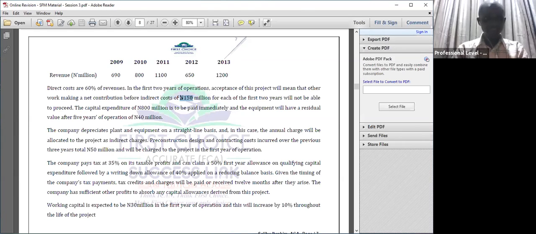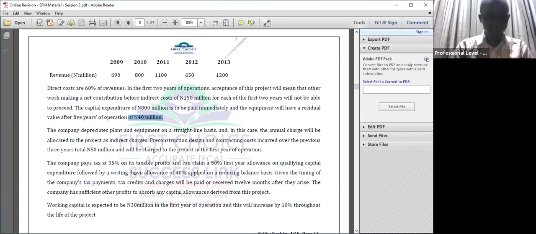The capital expenditure of 800 million is to be paid immediately. We are paying this amount immediately, that is year 0. And the equipment has a residual value after 5 years of operation of 40 million. That is the scrap value of the equipment at the end of the project. I believe you are noting this. Please take note of them.